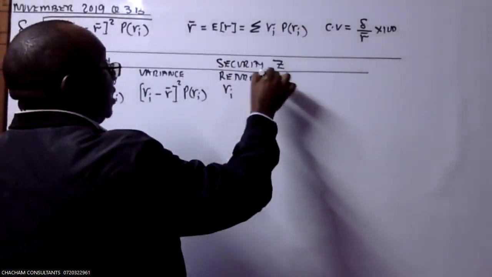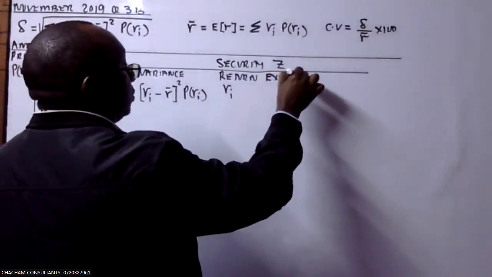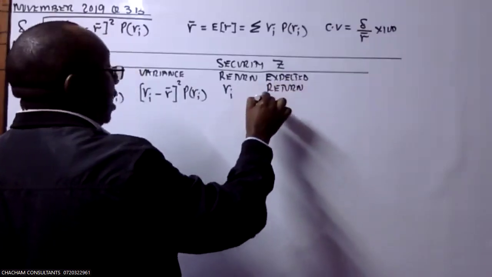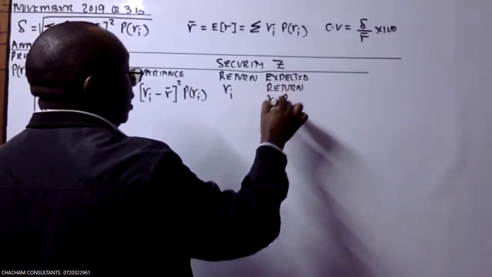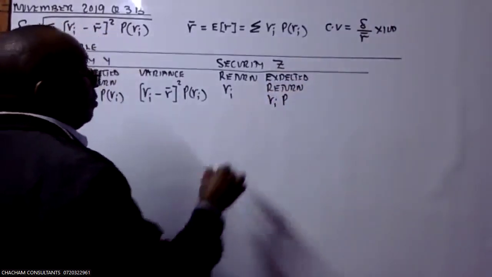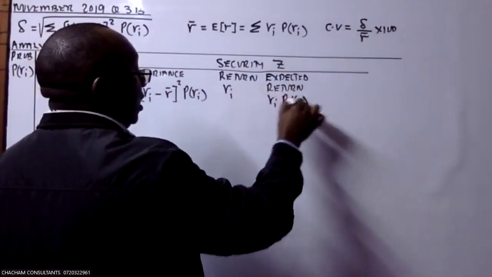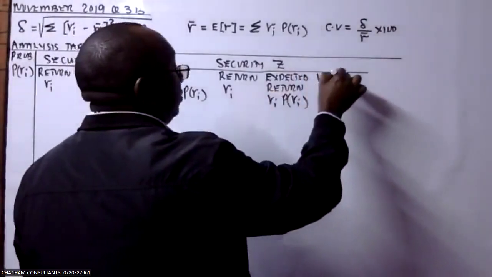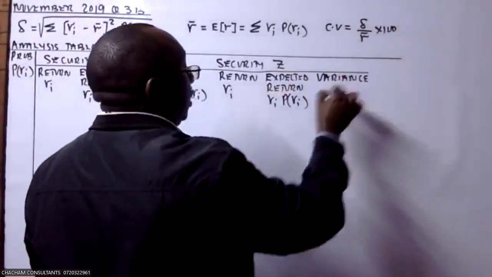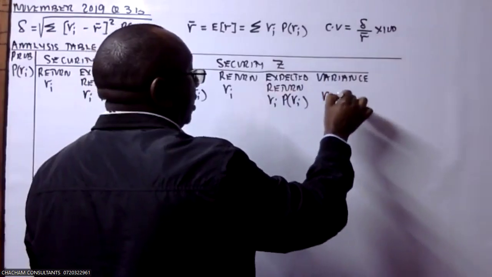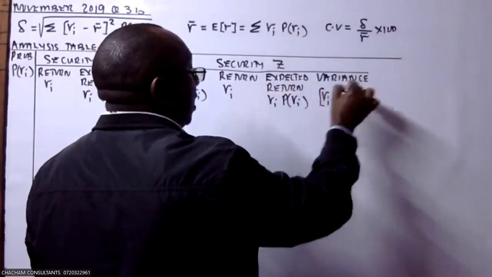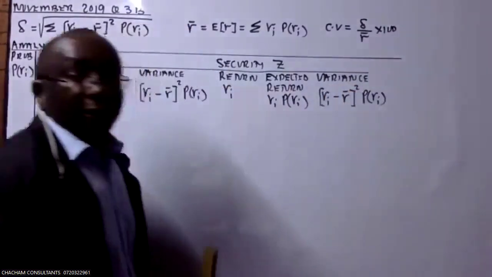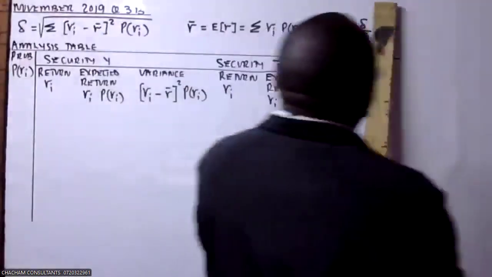We have the expected return. The expected return, that will be Ri multiplied by probability of Ri. Then we have the variance here. The variance will be Ri minus R bar square, probability of Ri.